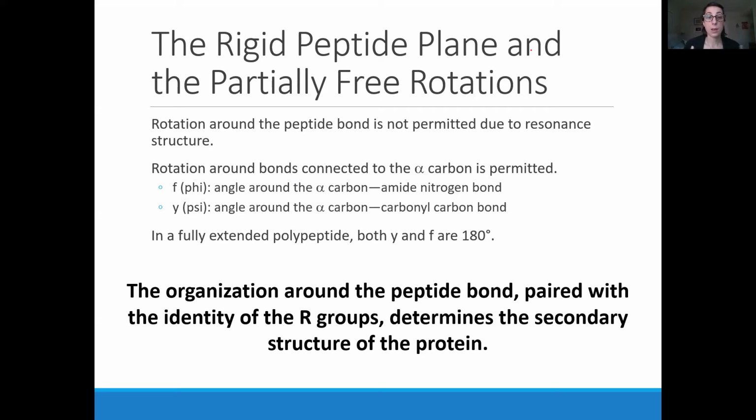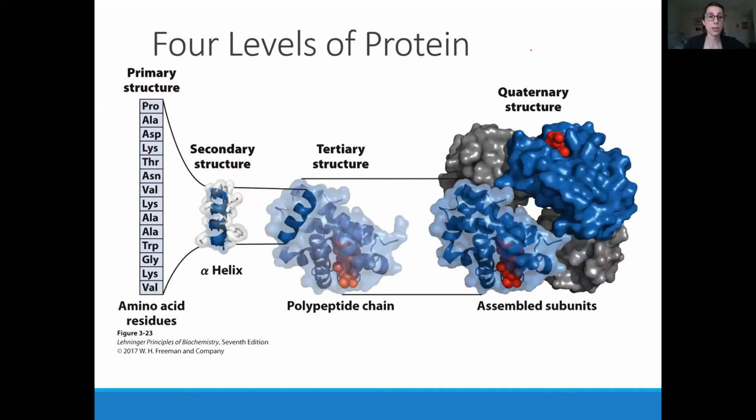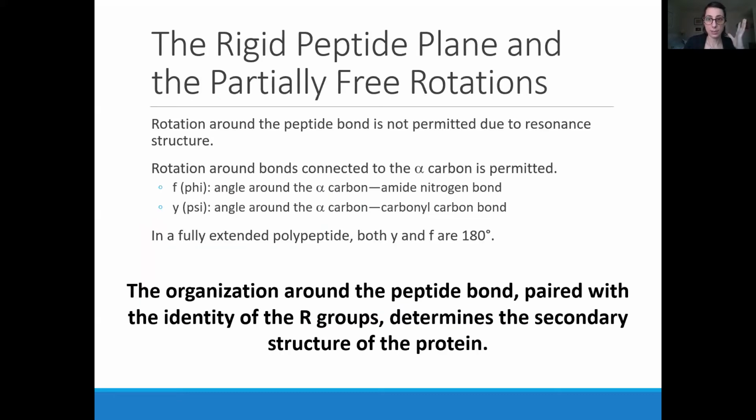And the organization around the peptide bond paired with the R groups is what is going to determine the structure, the secondary structure of a peptide. So these angles, the flipping of these angles and movement of these angles will determine the secondary structure. And again, that's this portion shown here, which we'll get into more detail here. Again, secondary structure is determined based on these phi and psi angles around the peptide bond.